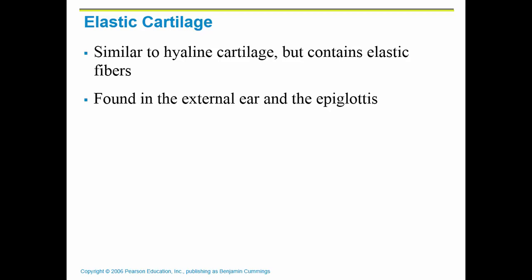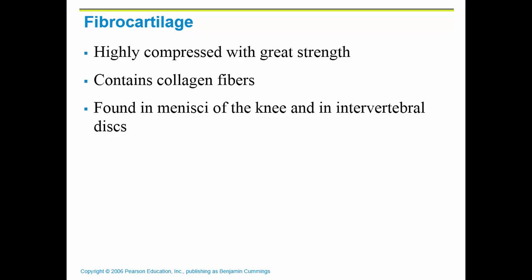Elastic cartilage, we learned before, is very similar to hyaline cartilage, but it contains those elastic fibers as part of its matrix, which allows it to bend, and it's found in the ear and the epiglottis. And then fibrocartilage is the one that is going to be the strongest. It is able to be compressed, and so it contains a lot of collagen fibers. If you remember, those are the strongest types of fibers. And you find it in the meniscus of the knee and the intervertebral discs.